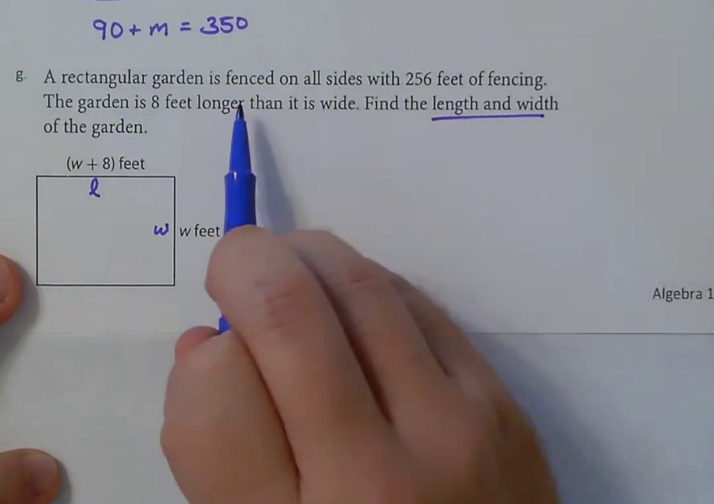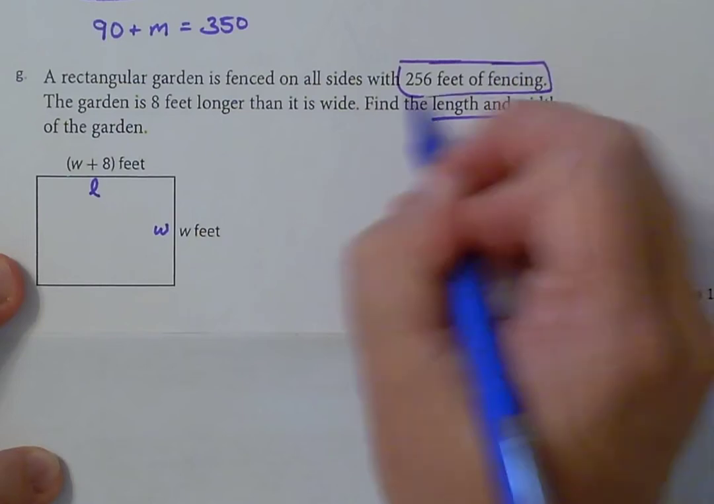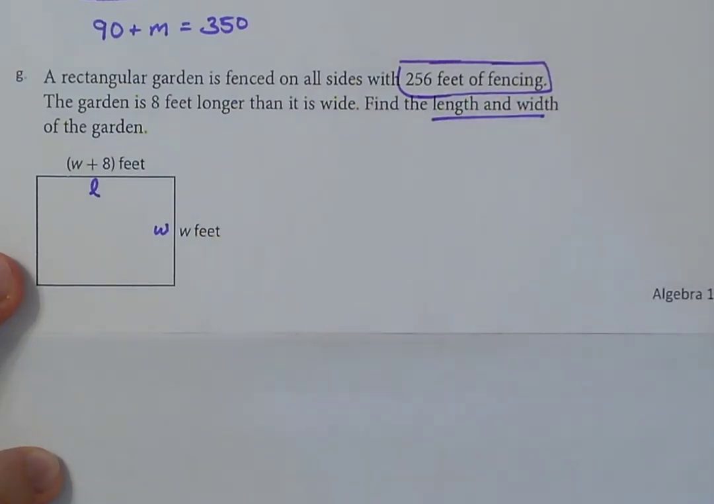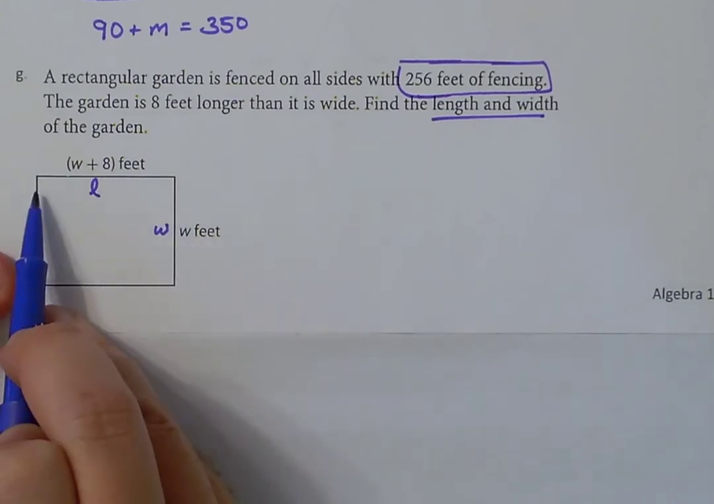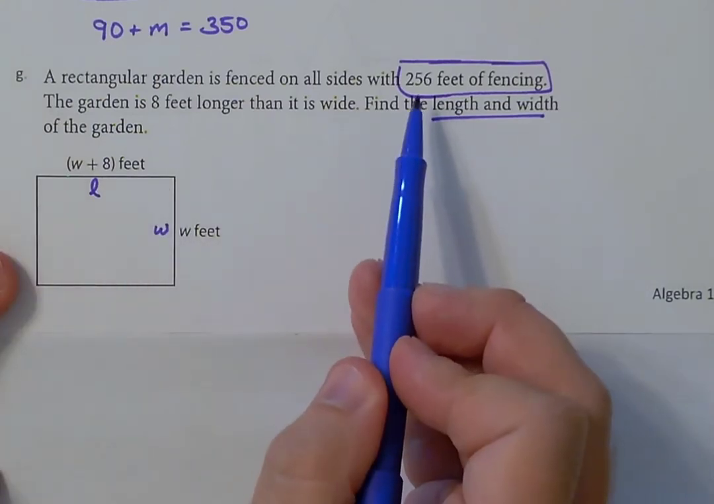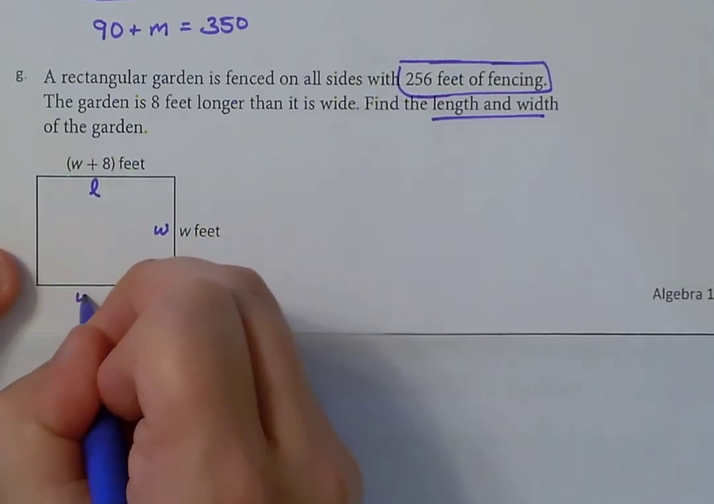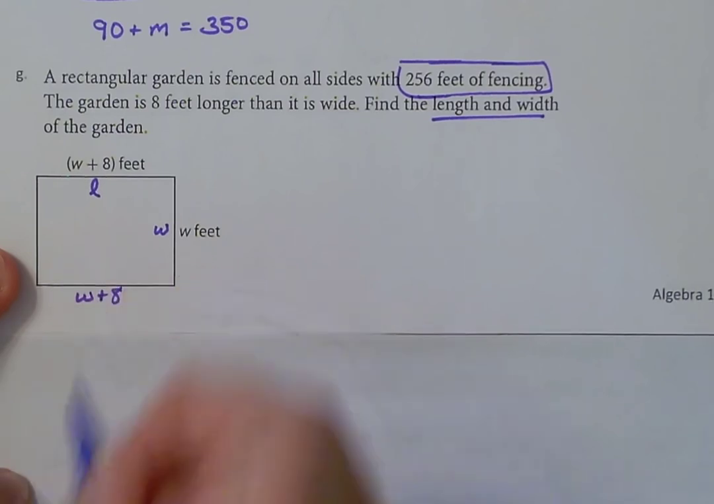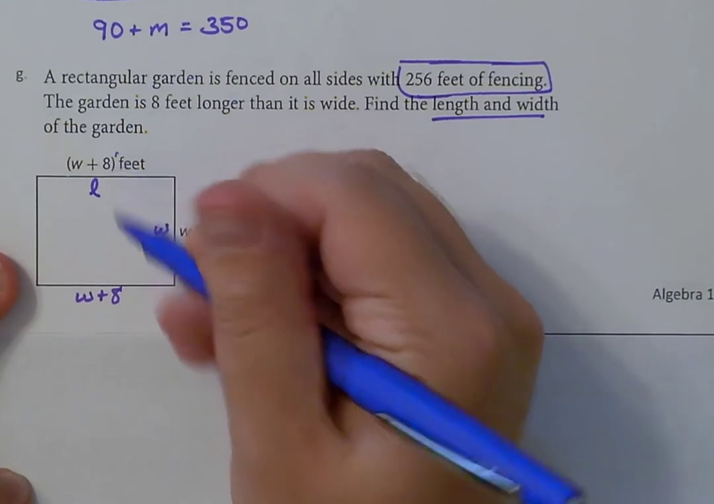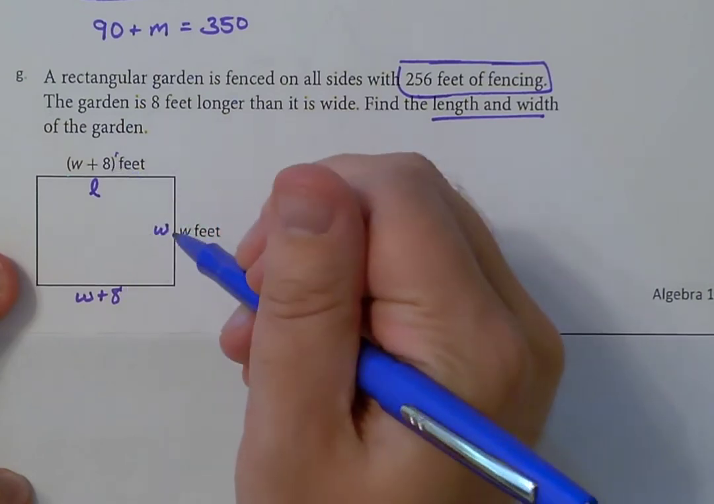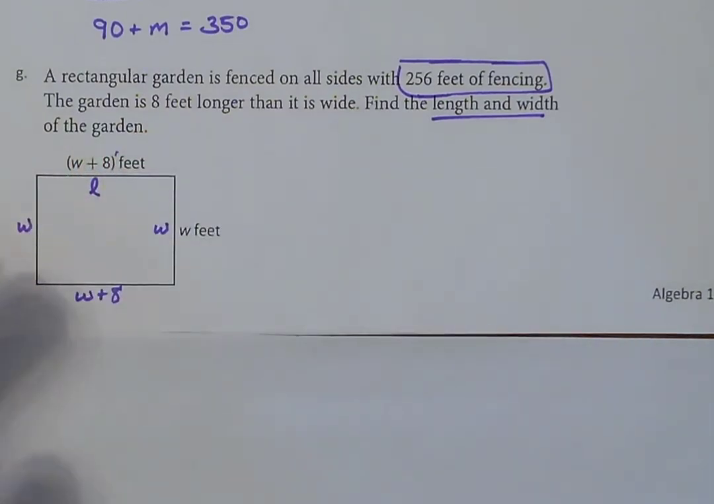And then it talks about fenced on all sides with 256 feet of fencing. Okay, what that means is if I went through and added up all 4 sides, that would be 256 feet, meaning we're talking about perimeter here. So if we're looking at the different parts, because we're talking about a rectangle, opposite sides are equal. So this is W plus 8, that means this is as well. If this is W, that means this is W as well.